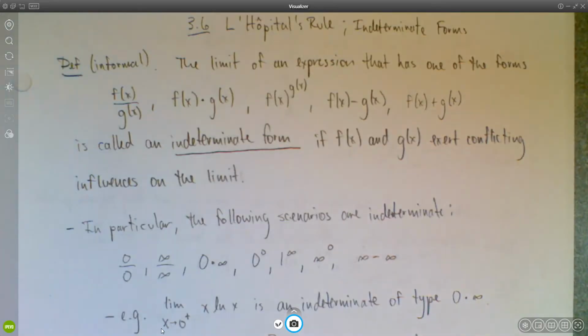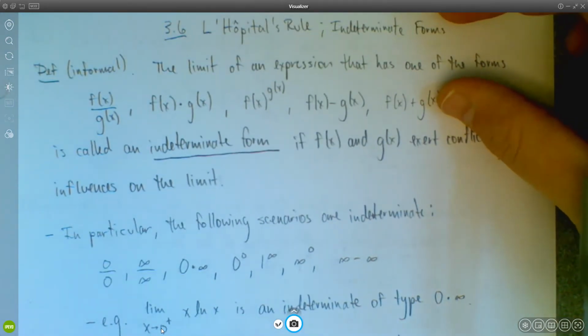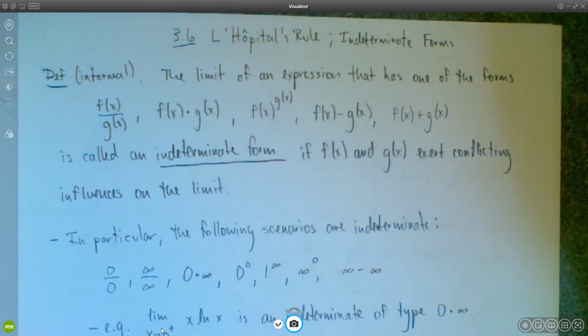All right, on to 3.6. So this is a moment that many of you have been waiting for. If you've had calculus before, like some of you are repeating this course for various reasons, then you know all about L'Hopital's rule and how it makes calculating certain types of limits a lot easier. So we're going to introduce L'Hopital's rule to you now.